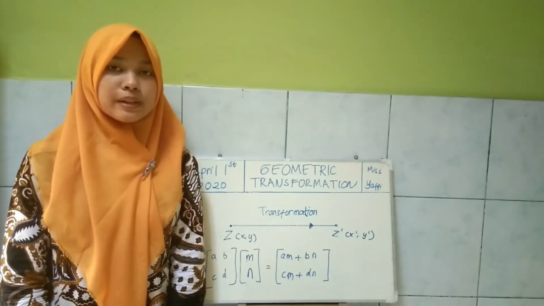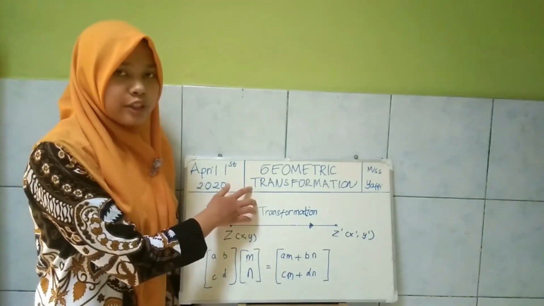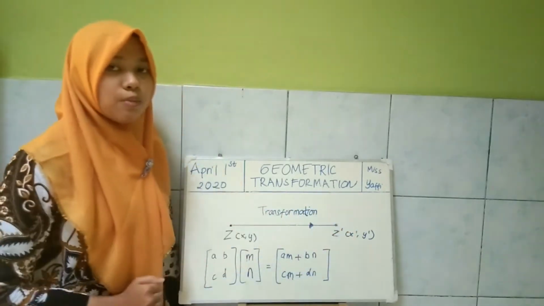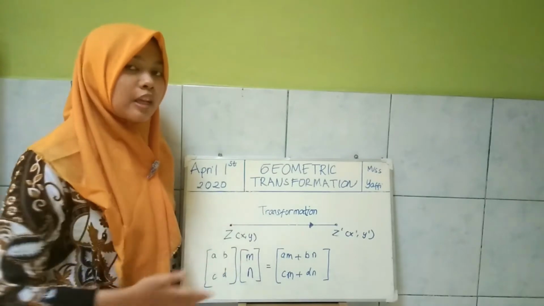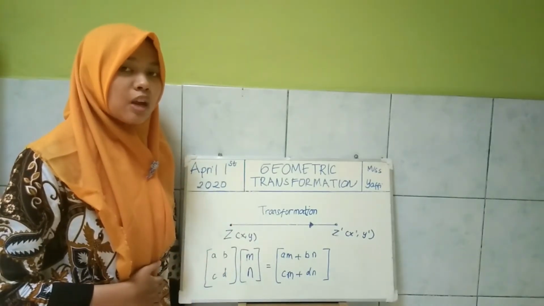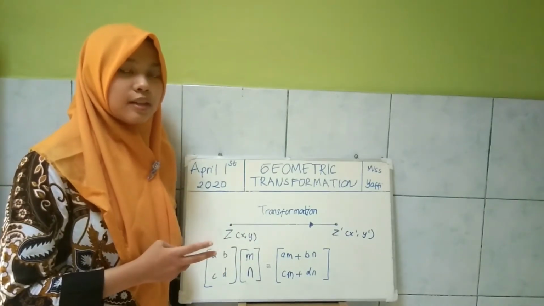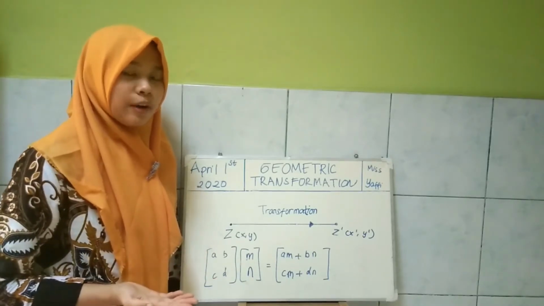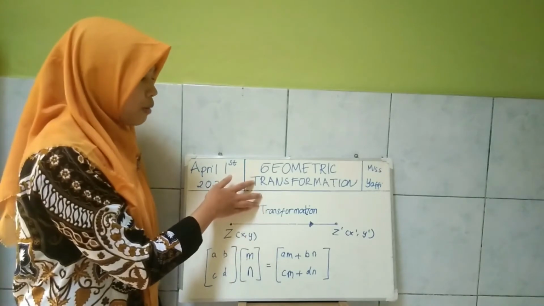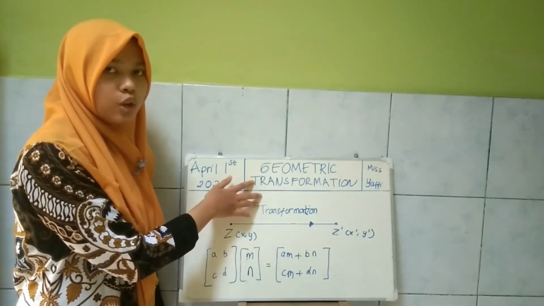Okay, today we will study about geometric transformations. Transformation means moving or resizing an object, while geometric means anything about objects in geometry. But here we only talk about two dimensions, for example square, rectangle, and so on. All of you already studied geometric transformations in junior high school.